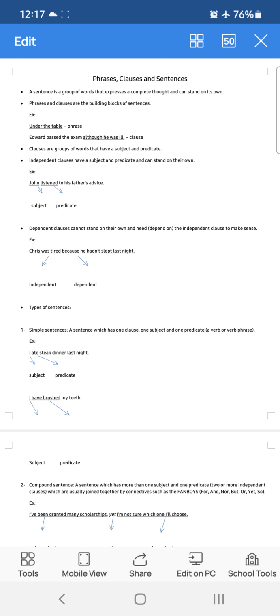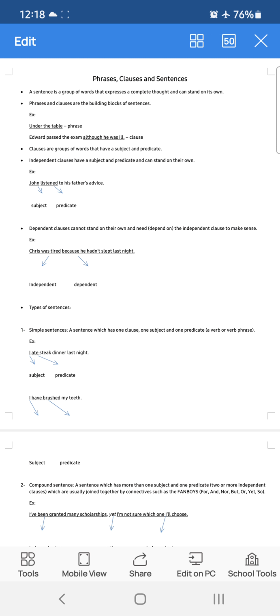And listened to his father's advice is my complete predicate, right? Listened is my simple predicate. Listened to his father's advice is your complete predicate. So technically, you are right. An independent clause or a simple sentence is an independent clause. This is an independent clause, and at the same time, it is a full, complete sentence.